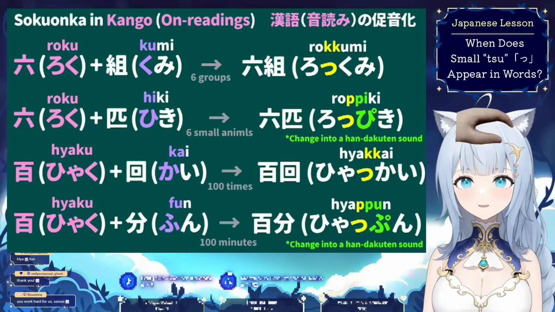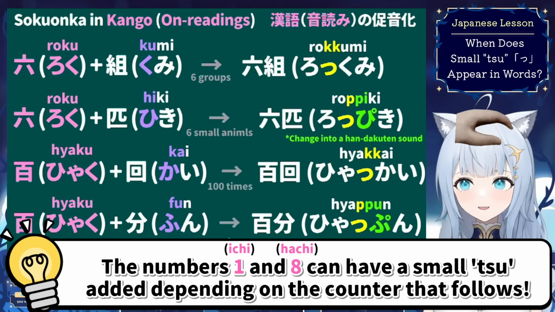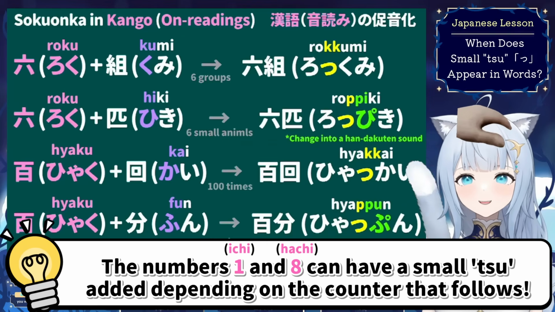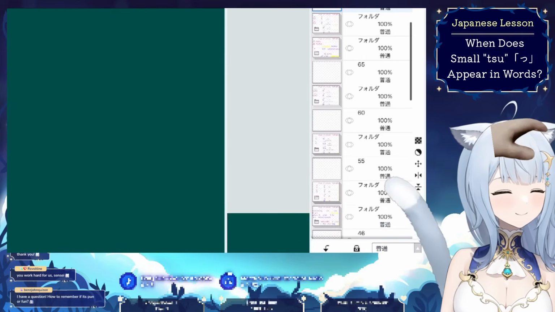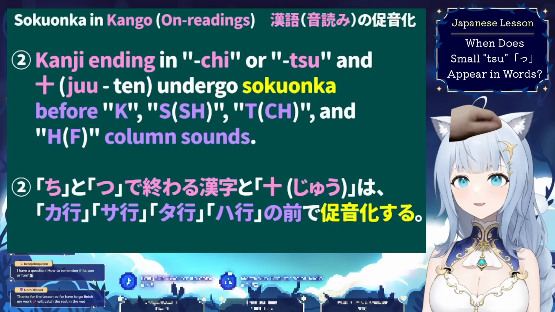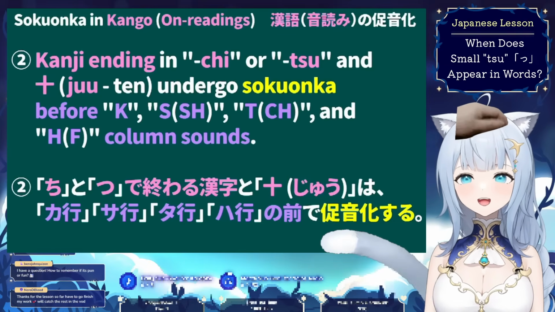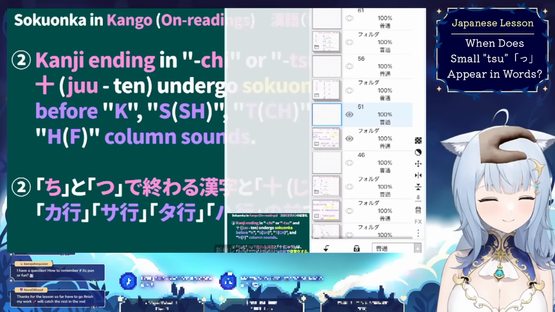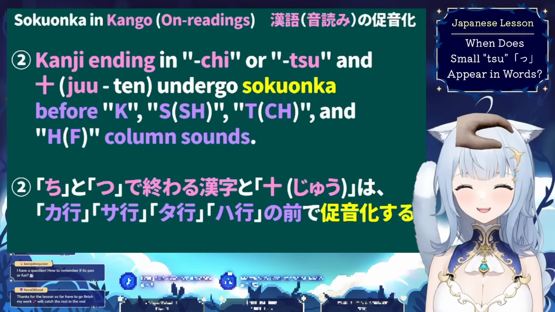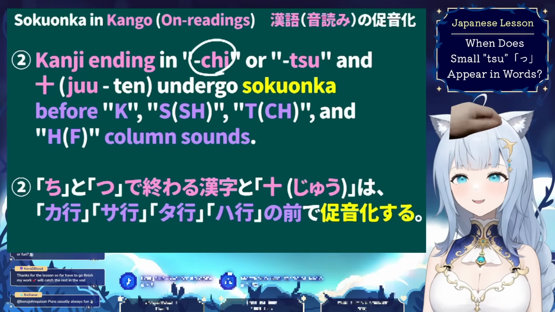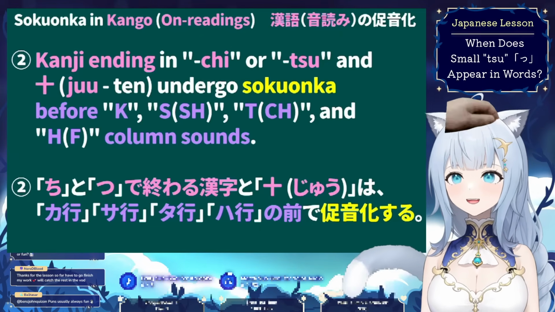Actually, we have 1, 1, and 8, 8. So, like, it will be changed into small tsu. Okay, go back to the previous one. So, actually, 1 and 8 apply this rule, because 1, kanji ending in chi, and 8 is ending with chi, right? Before sokuonka, before K, S, T, and H column sound.